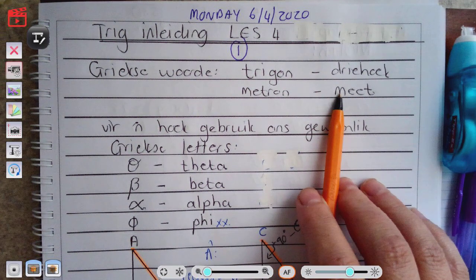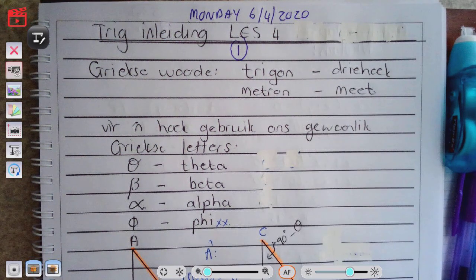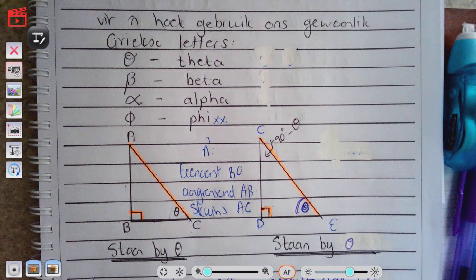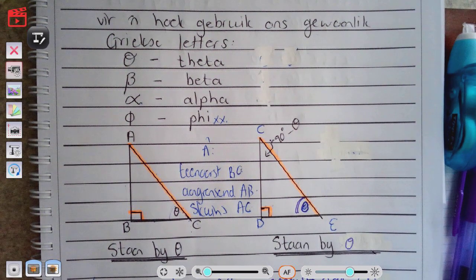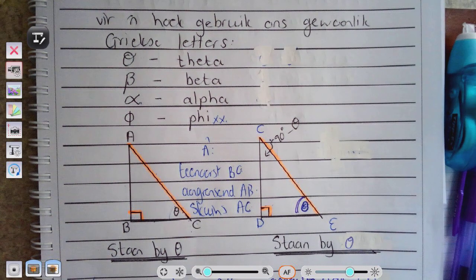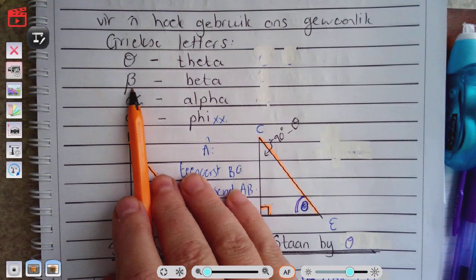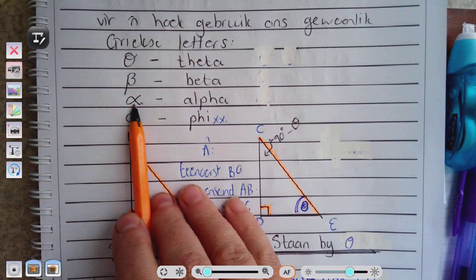So in trigonometry we are measuring triangles all the time. And specifically in grade 10, all your triangles will be 90-degree triangles. Furthermore, we will also be using Greek letters to indicate our angles. Sometimes they use X and Y, but it is more grand to use the Greek letters. So we've got 4 here: theta, beta, alpha.